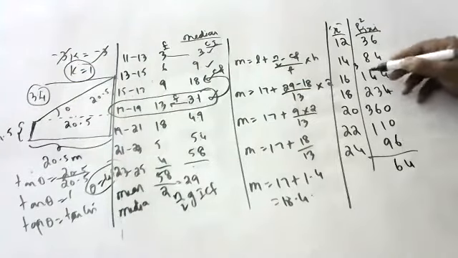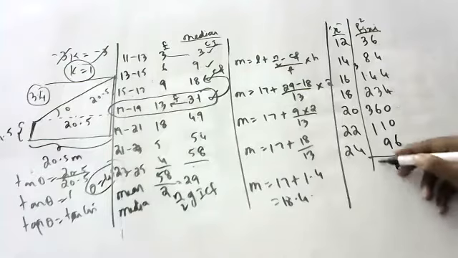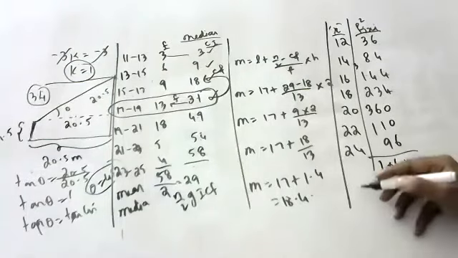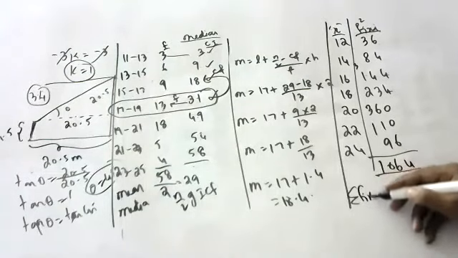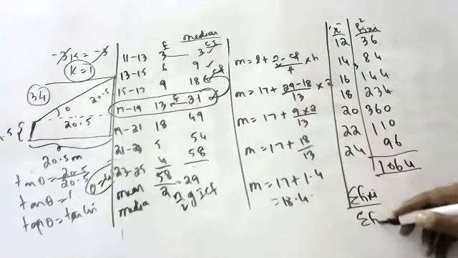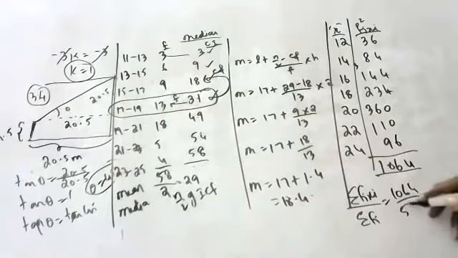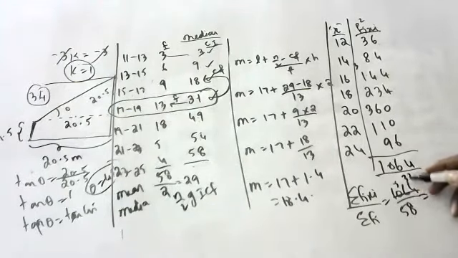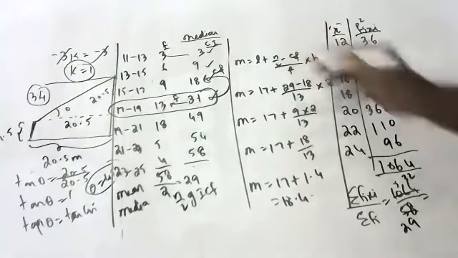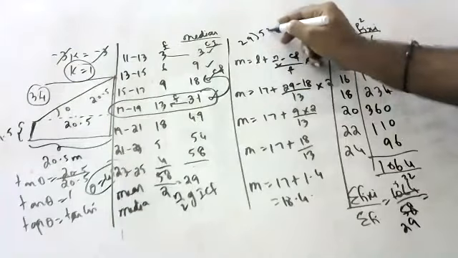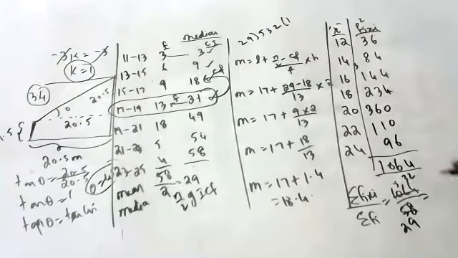Okay, please see here, children. What is the formula for mean, children? Sigma fi xi by sigma fi. That is 1064 by 58. How much, children? 18.3. Thank you so much. 18.3 is the mean.